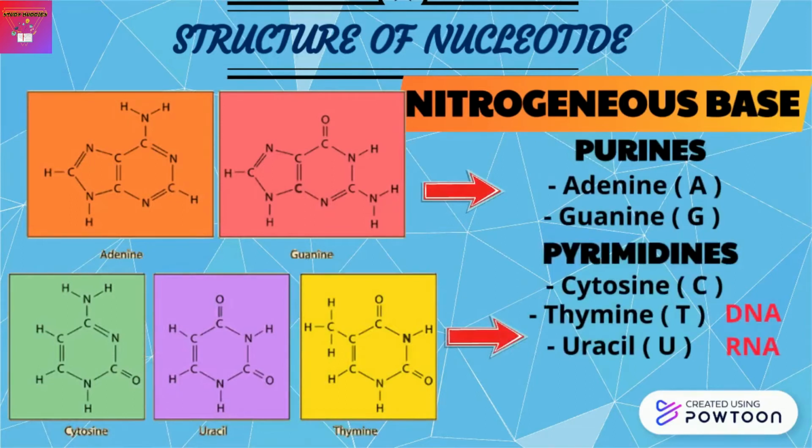DNA and RNA are each made up of a combination of 4 of these nitrogenous bases. The DNA molecule will only have adenine, guanine, cytosine, and thymine in it. While in RNA, the thymine is replaced with uracil and the rest remain the same.